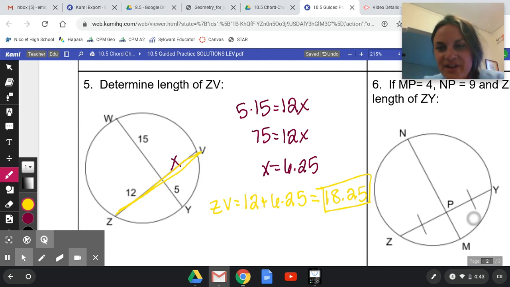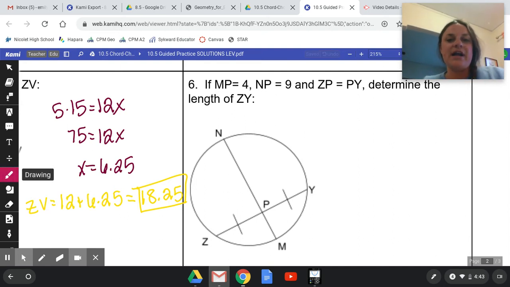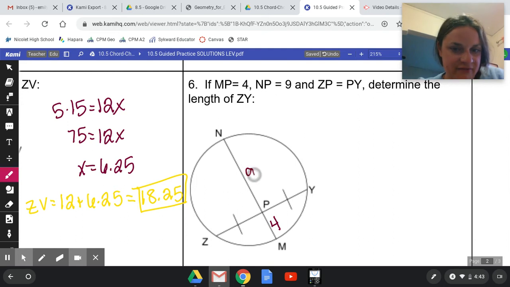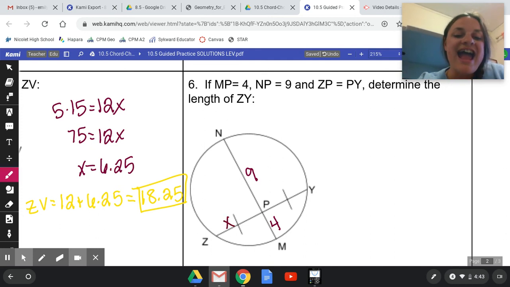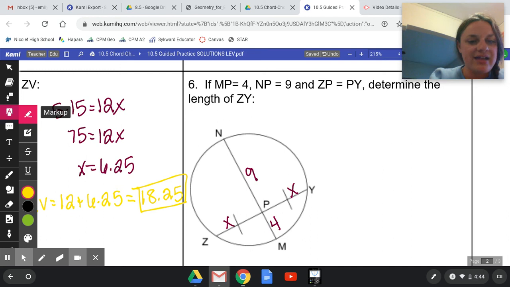All right, cool. Next, this next one, problem number 6, this one's different, okay? So we haven't seen this before, but we can do it. MP is equal to 4. I'm going to go ahead and label that. So there's 4. NP is equal to 9. Fabulous. ZP is equal to PY. So I'm going to call ZP x. And since ZP is equal to PY, I'm going to call that x also because they're congruent. They're the same. And I need to determine the length of ZY. I'm just going to go ahead and highlight that so I don't forget. Looking for that full length.